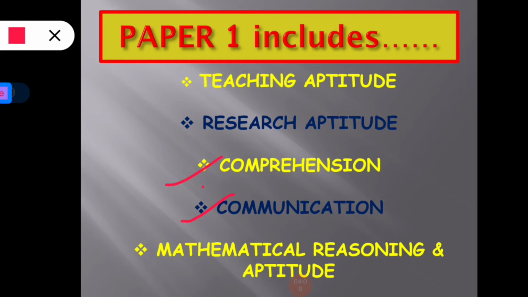Now go to unit 5, mathematical reasoning and aptitude. Mathematical reasoning and aptitude includes topics such as coding, decoding, blood relations, directions, mathematical reasoning, and chapter 6, that is logical reasoning.